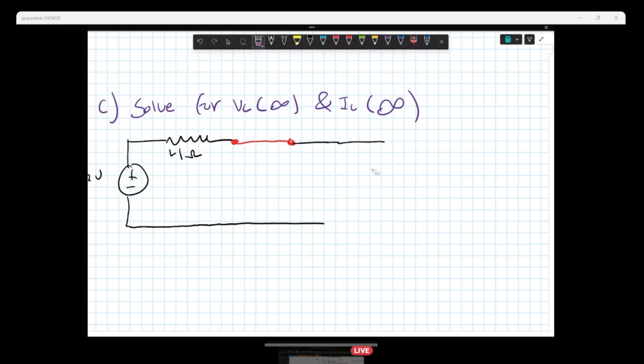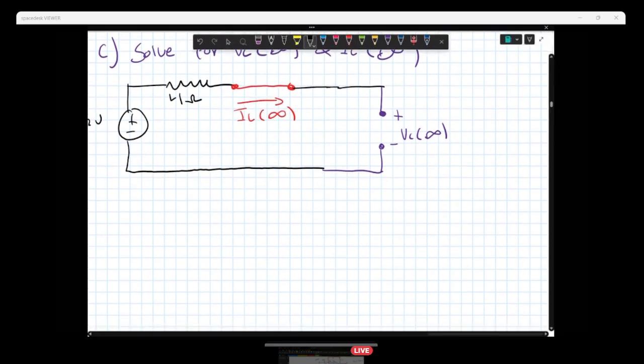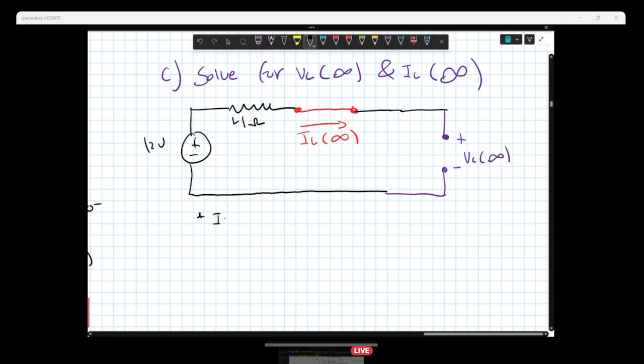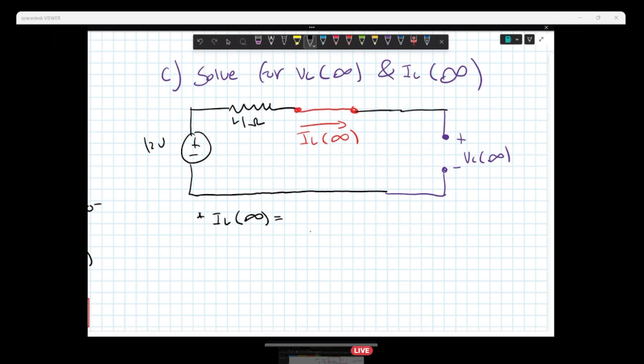I'll do this in a different color. I'll just have this. And then this will be the IL of infinity. So what would IL of infinity be here? That shouldn't be too bad. Zero? Yep. And then VC. 12 volts? Yeah. Nice. And there you go. That's it.